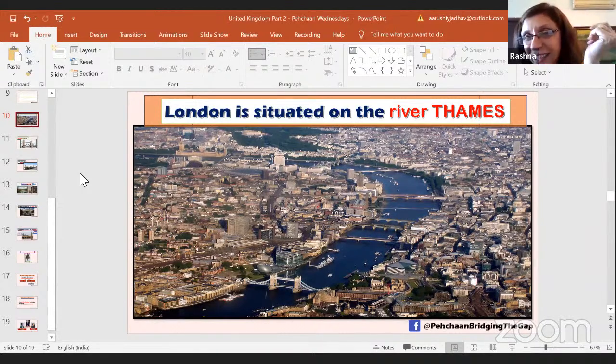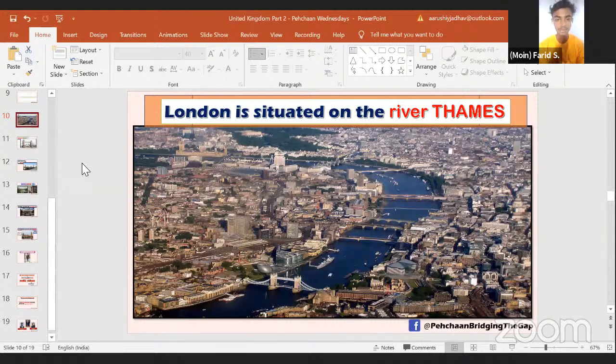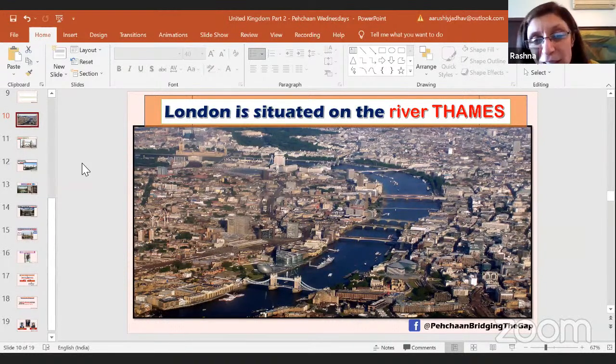Good observation, Sangeeta. Yes, Farid? Ma'am, are you from London? No, I'm not from London, but I am lucky that I have visited London. I'm a Mumbai person. And my parents and my grandparents and my great-grandparents.